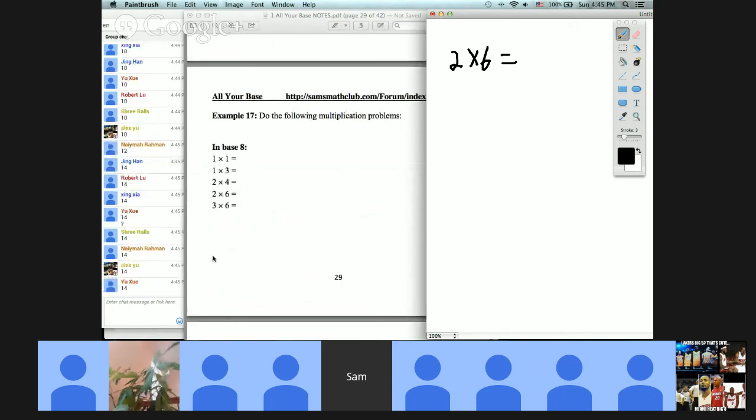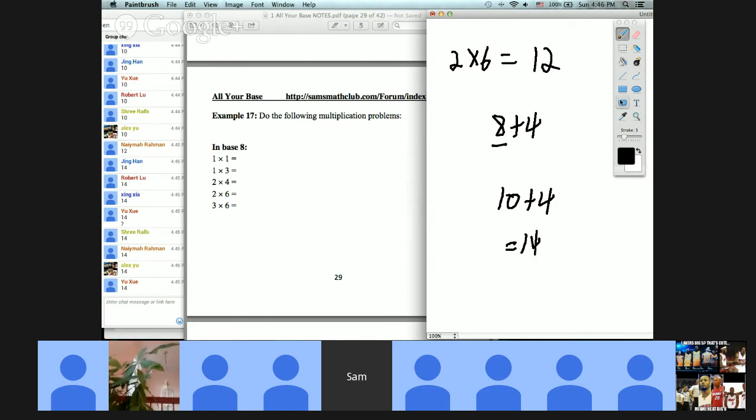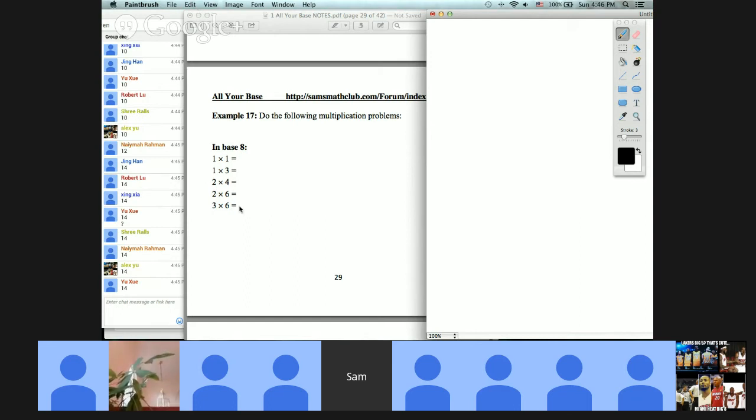Right, I see everybody got 14 in the end. Nice job. If you were to multiply it out normally, it equals 12. 12 is greater than 8, so that doesn't work. So it's basically 8 plus 4. This becomes 10. 10 plus 4 comes out to be 14 in the end. Okay, we've done 2 times 6. Let's try 3 times 6.